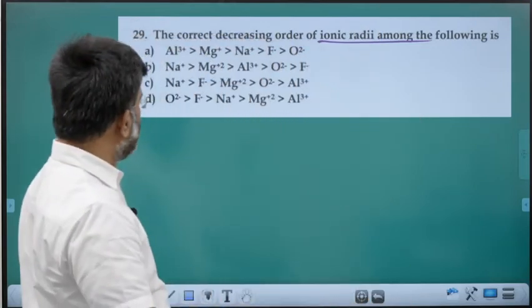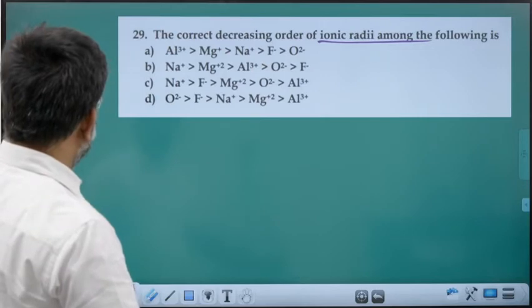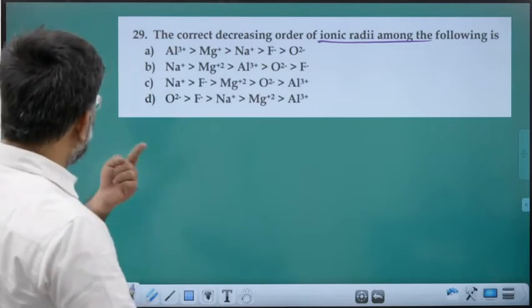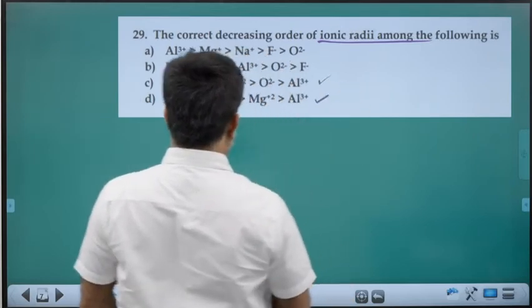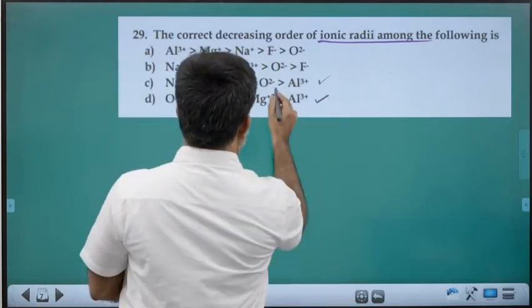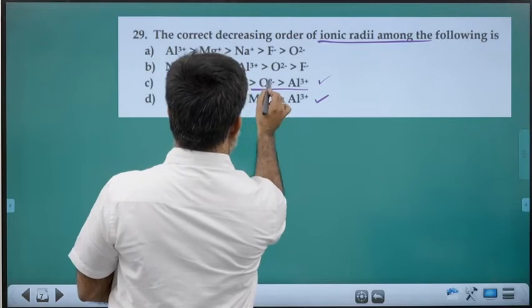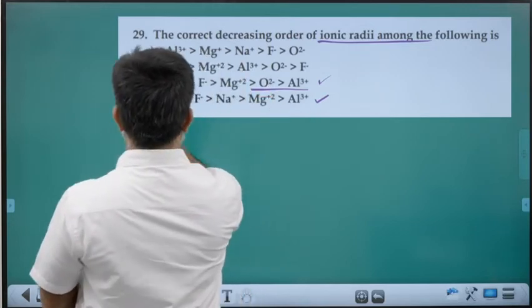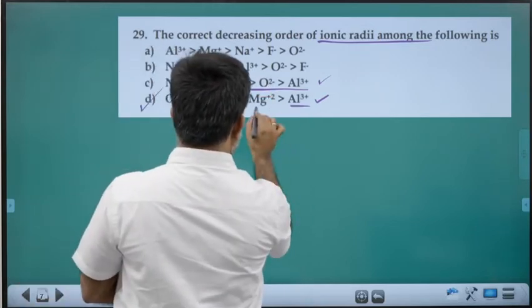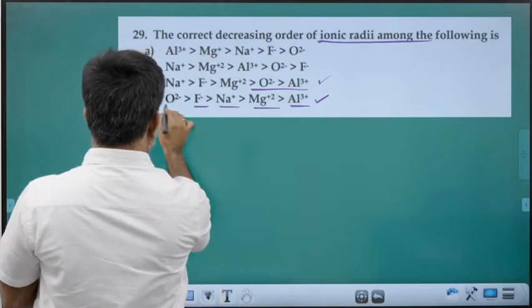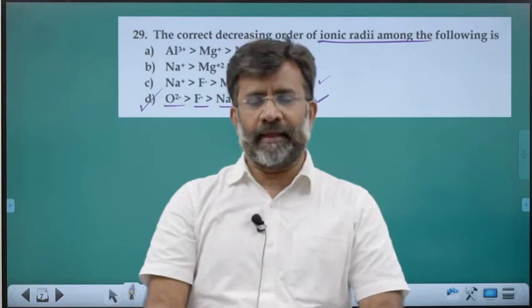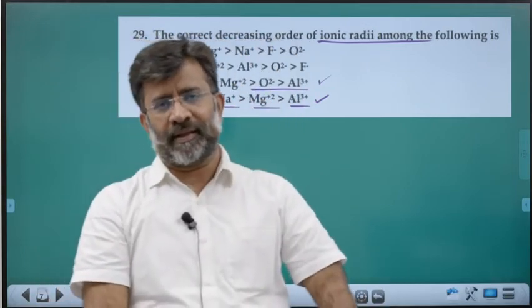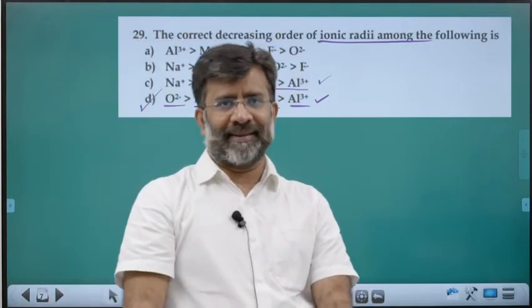So what is the answer? Higher the positive charge, lower the size. So it can be either this or this. It cannot be this, this is wrong. So the answer is option D: 3+, 2+, +, −1, −2. So O2− is maximum, Al3+ minimum. That's the order. Right? Next one.